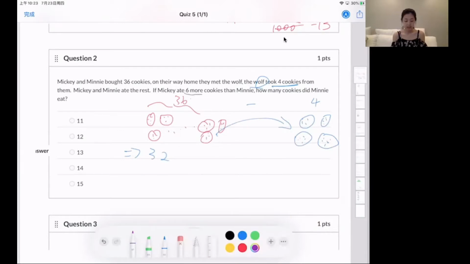And then they said Mickey ate 6 more cookies than Minnie. So we use 30 minus 6 more, okay? We got 26, and then how many did Minnie get? So we divide by 2, 13.